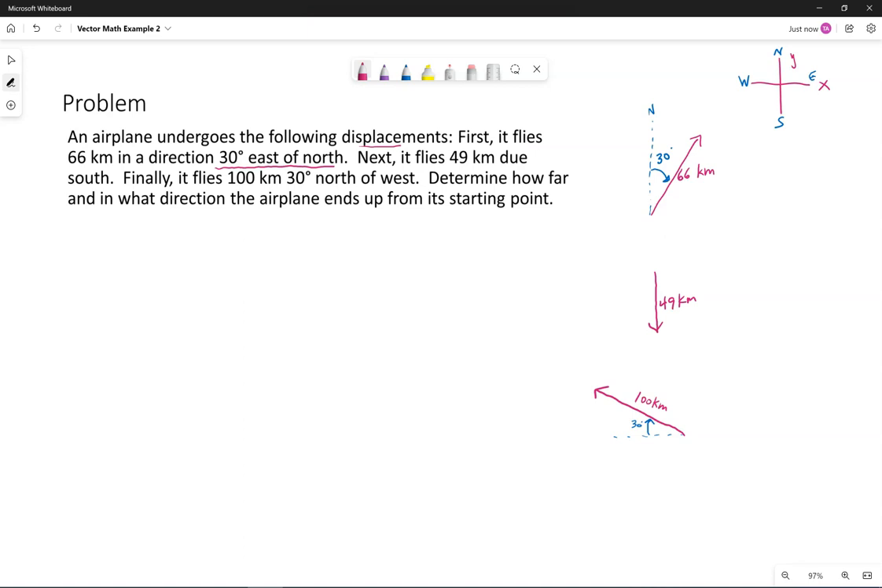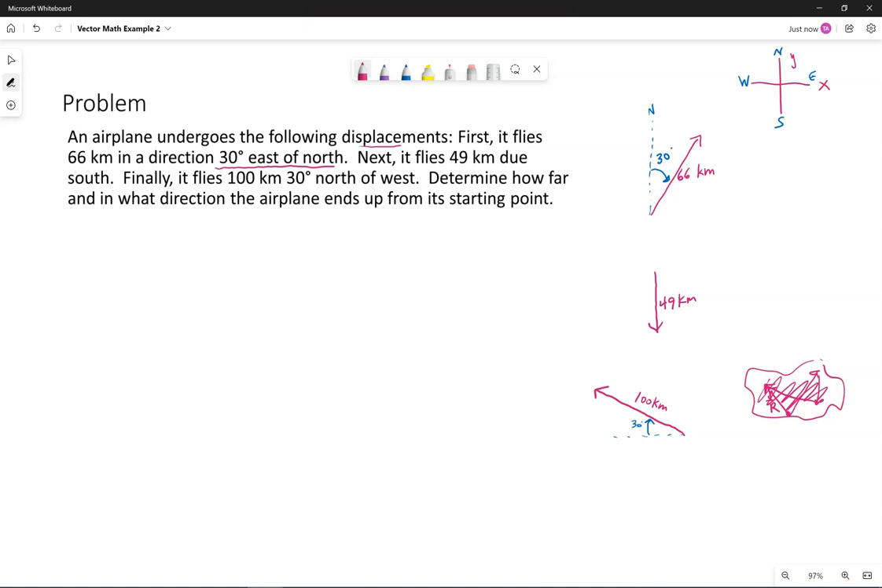Now, we could draw a rough sketch saying, okay, this way, then this way, then this way. Our answer should look something like this, our result, because it's asking us how far and in what direction the airplane ends up. But this, to me, is total chaos. So it's totally good to have a rough idea of what the answer should look like. But when I don't draw to scale, which I'm not, I find drawing them head to tail every single time leads me to more of a mess than anything helpful.